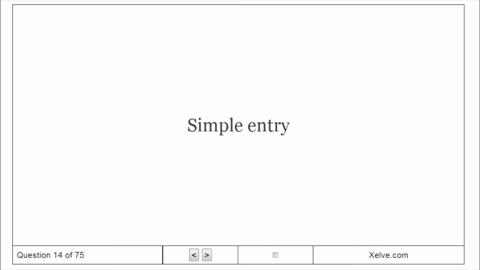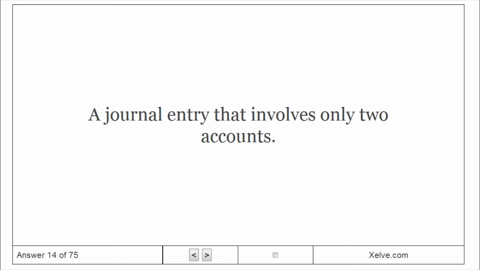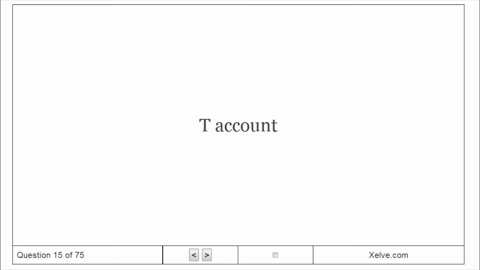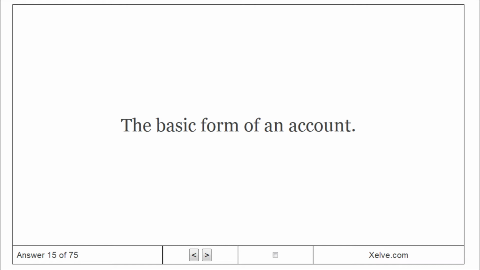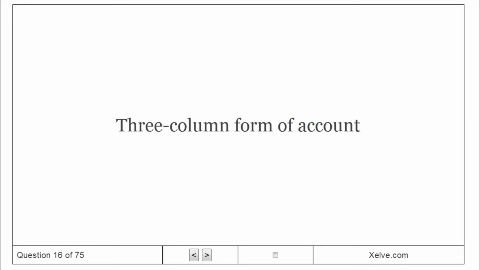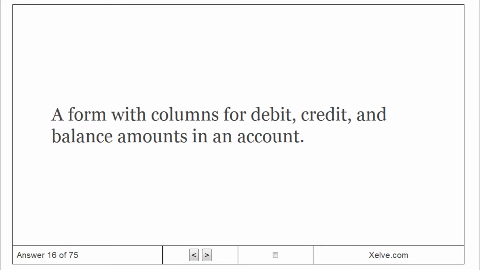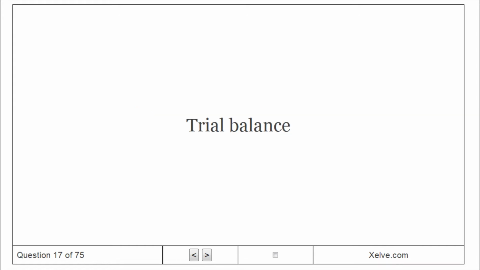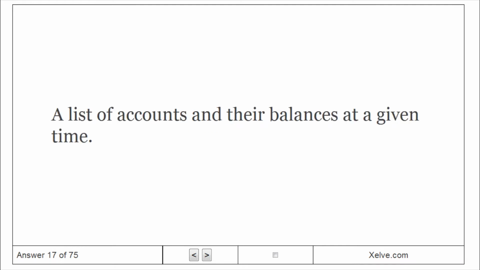Simple entry. A journal entry that involves only 2 accounts. T account. The basic form of an account. 3-column form of account. A form with columns for debit, credit, and balance amounts in an account. Trial balance. A list of accounts and their balances at a given time.